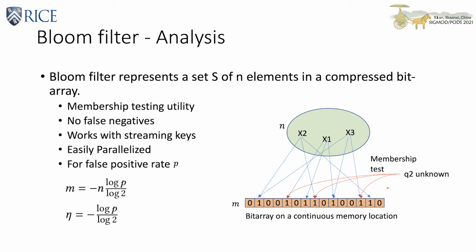One more good thing about Bloom filter is the query is a constant time operation. The original analysis of Bloom filter gives an approximate required size and the number of hash functions for a given false positive rate P.